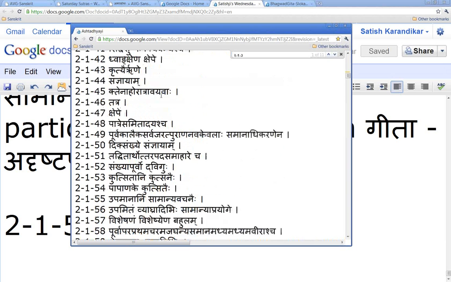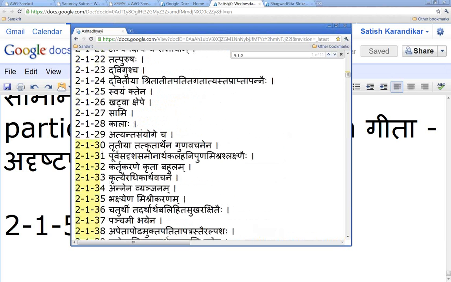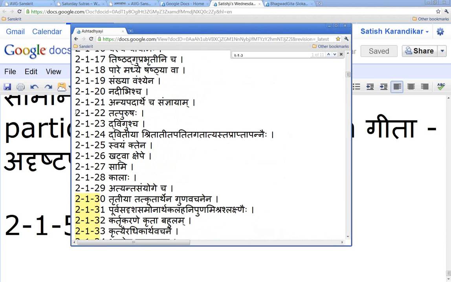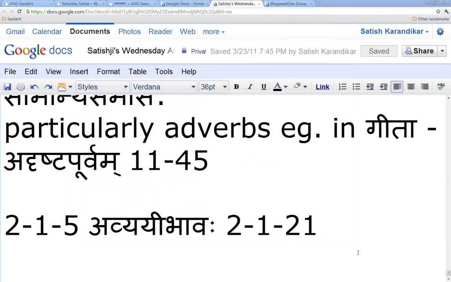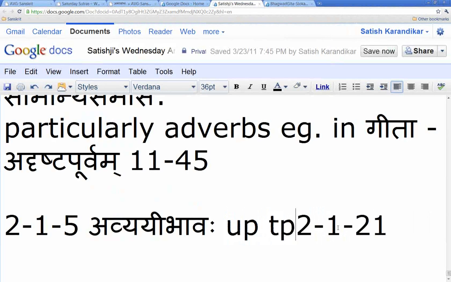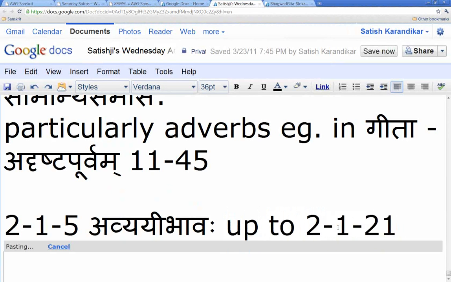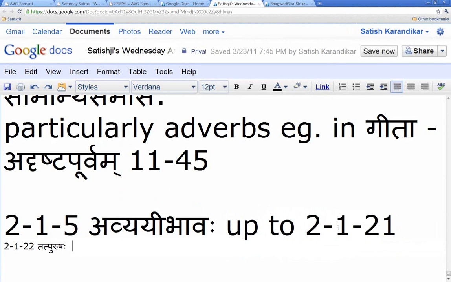So let's put this in the document. So that one will be always. The moment you say, I want to form a Tatpurusha compound, you have to find a sutram from 2.1.22 to 2.2.22. Avyabhava goes up to 2.1.21, and then the next one starts from here, Tatpurushaha. That goes up to 2.2.22, and then Bahuvrihi, Shesho Bahuvrihi. So that goes up to 2.2.28 Bahuvrihi.